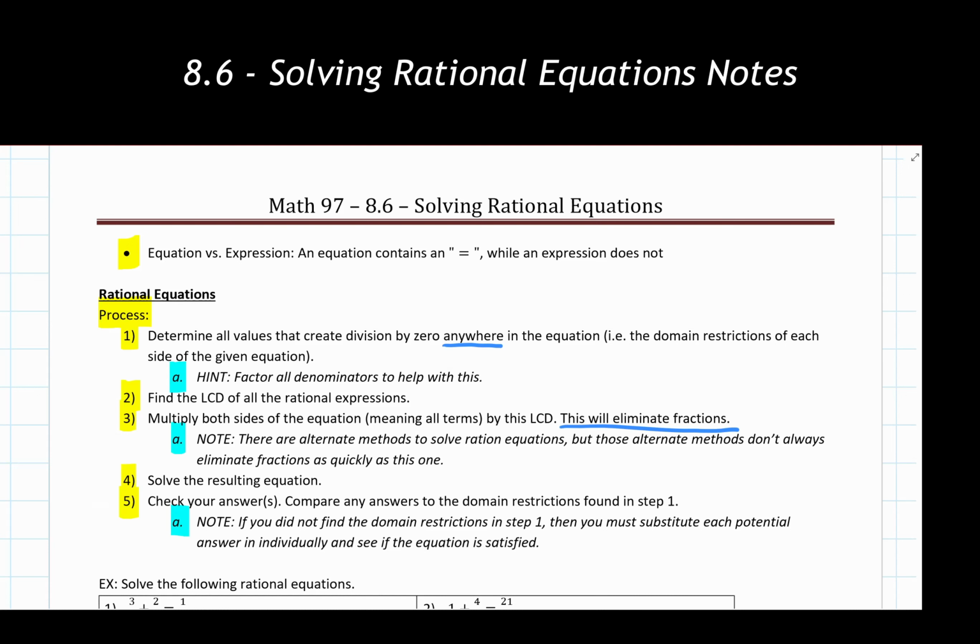So I'd pause the video here if you need to write down this process for yourself or make any additional notes. But otherwise, let's take a look at some examples.